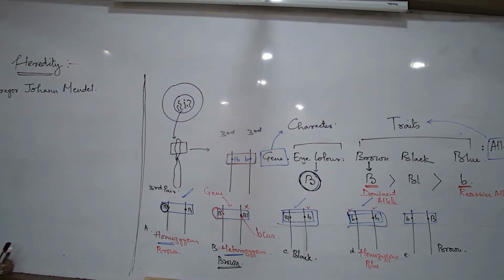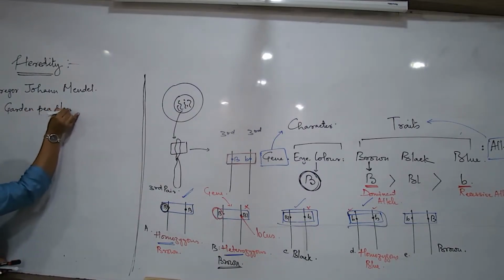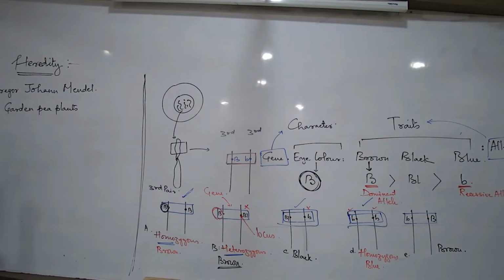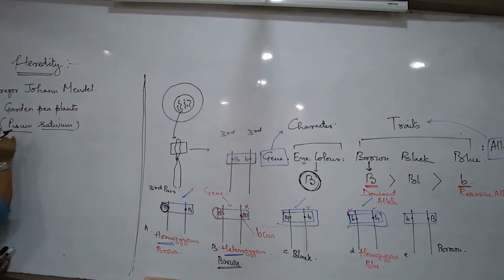What did he experiment on? He had experimented on the garden pea plants. What is the biological name of the garden pea plant? All of you will write this down. The garden pea's biological name is Pisum sativum. This has to be written this way.